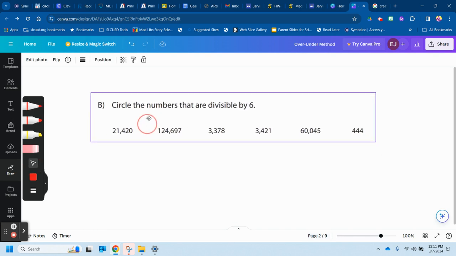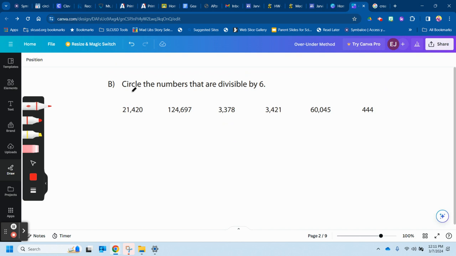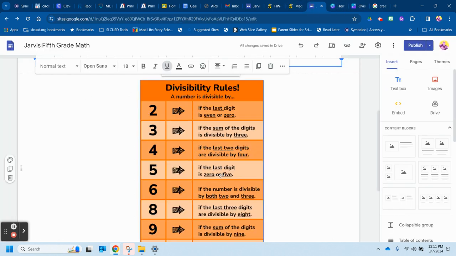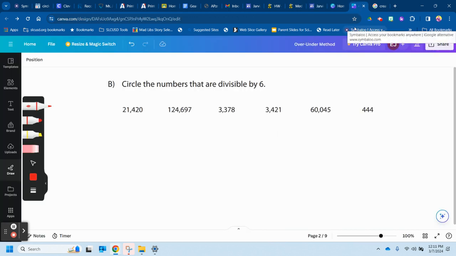So now let's look at the rules for divisibility by 6. It's divisible by 6 if it's divisible by 3 and it's divisible by 2, meaning it's even. So the whole number has to be even and divisible by 3. So we're going to find out if they're divisible by 3, and then also, is the number even?